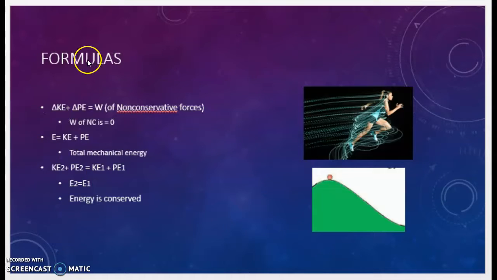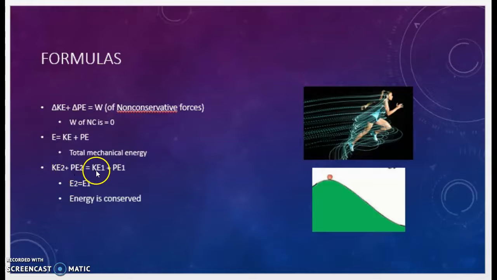So we're going to use some formulas to talk about mechanical energy because non-conservative forces do not act on the objects in this system. Work of non-conservative forces is equal to 0. And then that means our total mechanical energy is going to come from our kinetic energy, movement, and then our potential energy, which is position. In this system, energy is conserved. So energy at the beginning will be the same as the energy at the end.